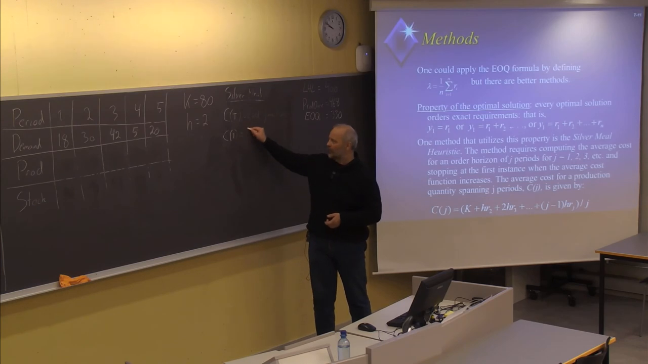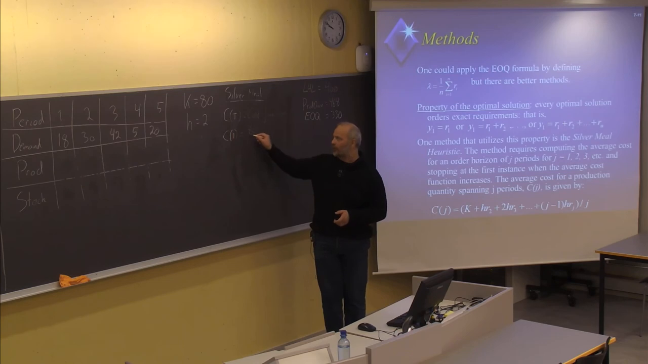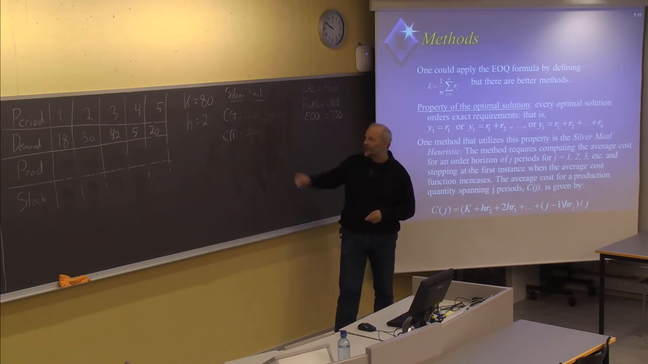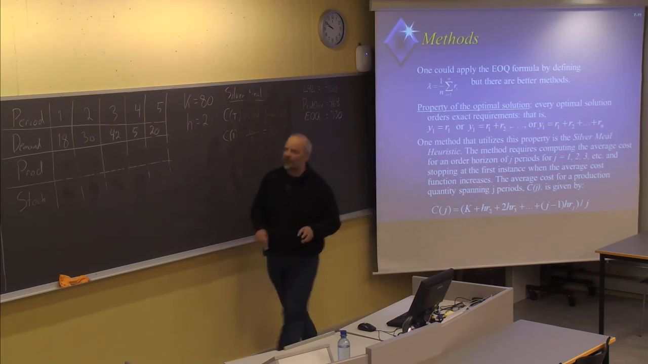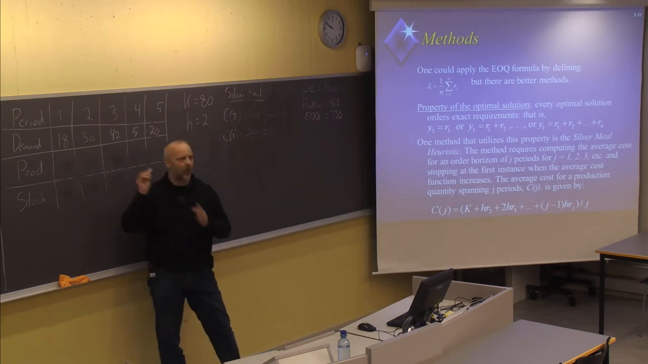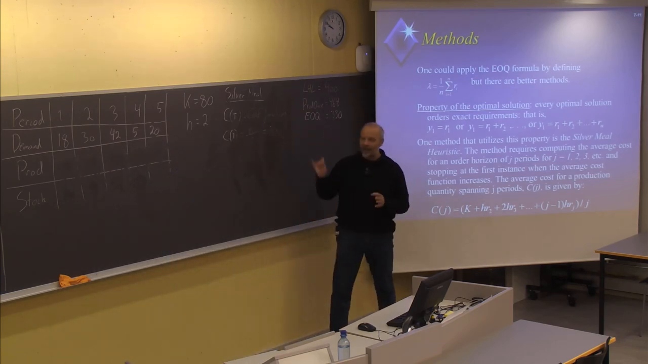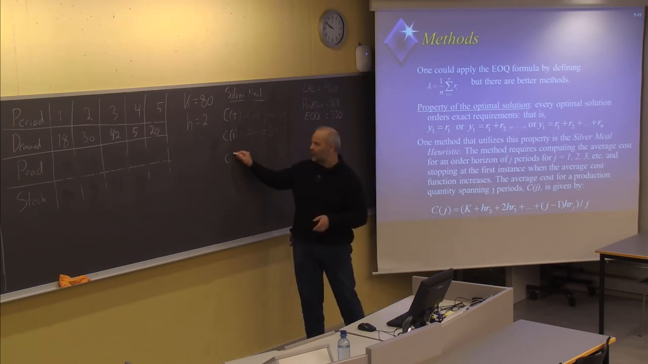And then it's very easy to see that C(1), producing for one period, will be a setup cost of 80 divided by the number of periods, which is 1. So this cost will be 80. If you are starting in period number 1 and producing for only one period, you will have a total cost of 80 per period.